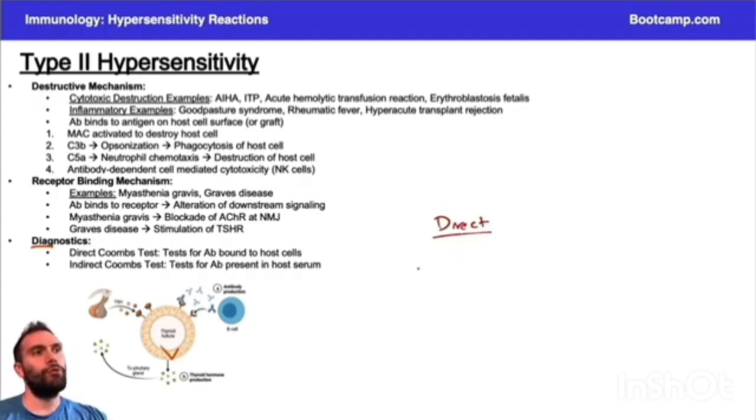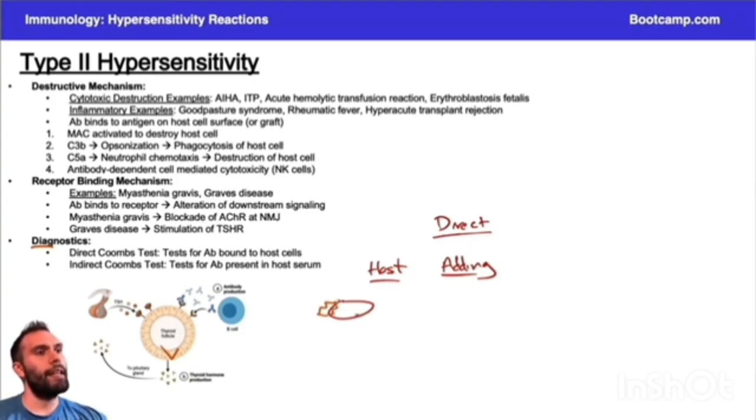So you have to understand for each of these tests what's going on with your host, right? This is going to be your patient. And then what are you adding essentially? Okay, so what's the lab thing that you're adding? So here's the host and what are you adding? In this situation, in the direct Coombs test, we're testing for the antibody bound to host cells. So let's just say we have our red blood cell here. Let's use the example we talked about. We have some antigen bound to that red blood cell.